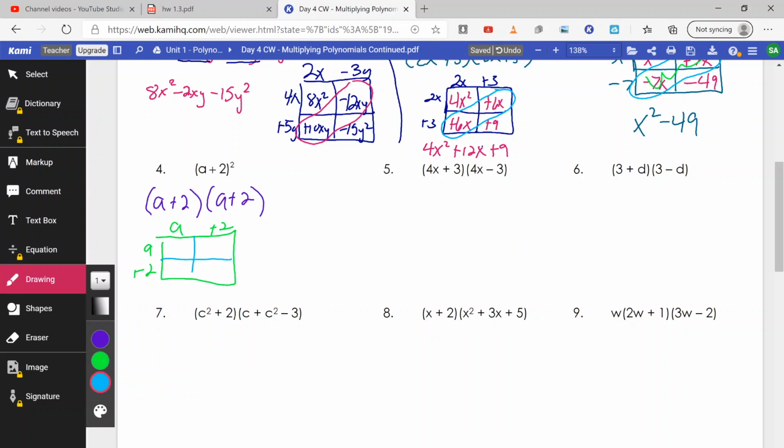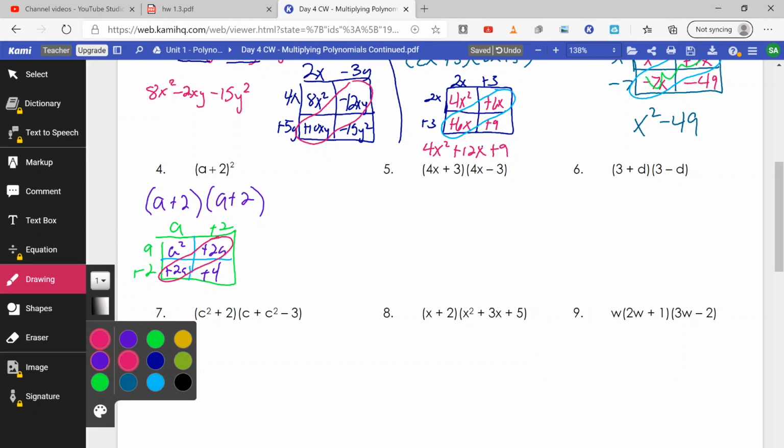Split it up. A times a gives me a squared. A times 2 is 2a. 2 times a is 2a. And then 2 times 2 gives me a positive 4. I have like terms with 2a and 2a, so I end up with a squared plus 4a plus 4.